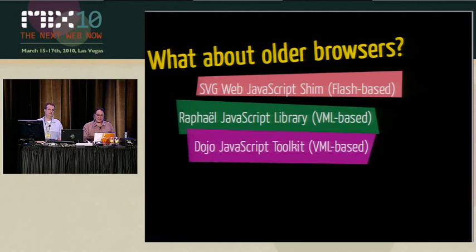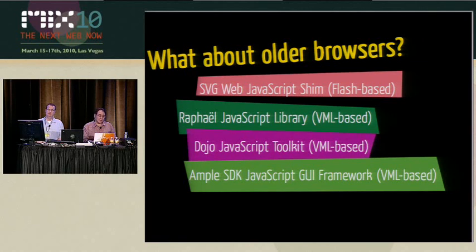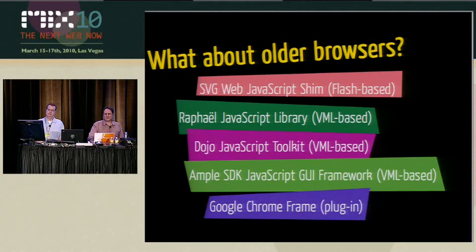And then there's several that do the similar sort of thing with VML. There's Raphael, which is my favorite. Dojo is an older one, but it's still good. And Ample SDK is another good one. If you can control your environment and you can tell people what plugin to install, have them do Google Chrome Frame, but I never recommend anybody tell people to install a plugin. I think that's lame. And fortunately now, increasingly, we won't have to.